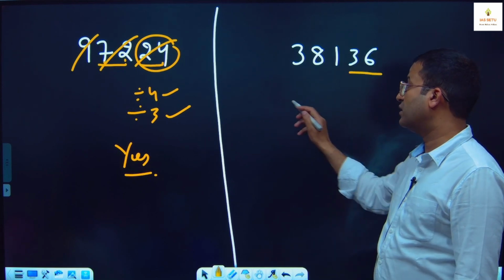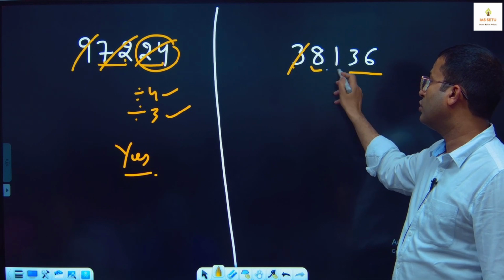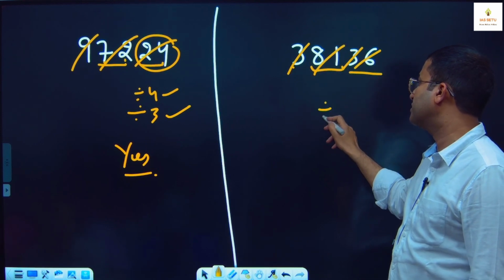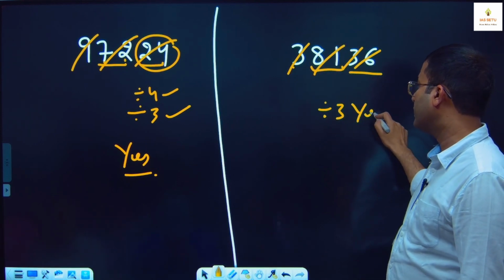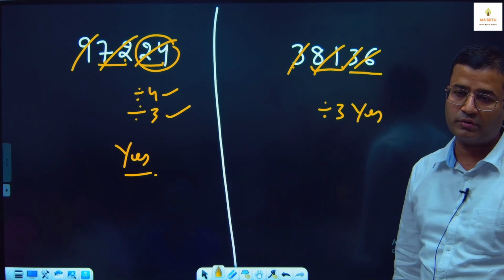Now in this case 36 is divisible by 4. Yes. 3 ignore. 9 ignore. 3 6. It is divisible by 3 also. Yes, this number is divisible by 3. Yes, this number is divisible by 4.